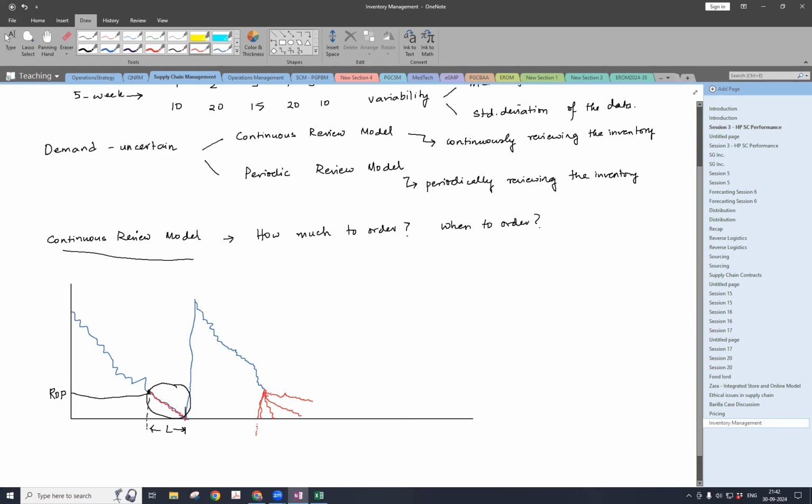You can go back and refer to the diagrams mentioned in the PPT that is shared with you. You can clearly understand what this exactly means.